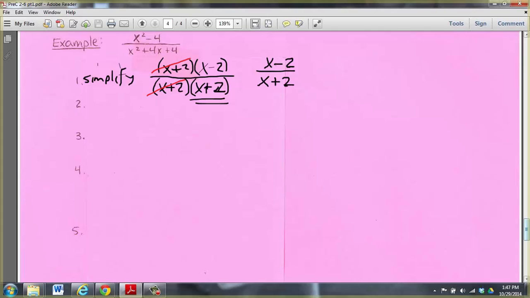Okay, so this is what we end up with. Our vertical asymptote is at x equals negative 2. Our horizontal asymptote, the powers on top are the same as the powers on the bottom. So it's a ratio of the coefficients, which are both 1. 1 over 1 is just 1.